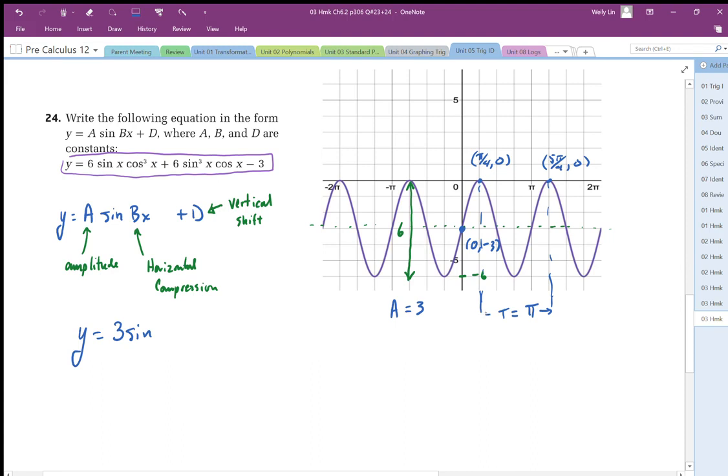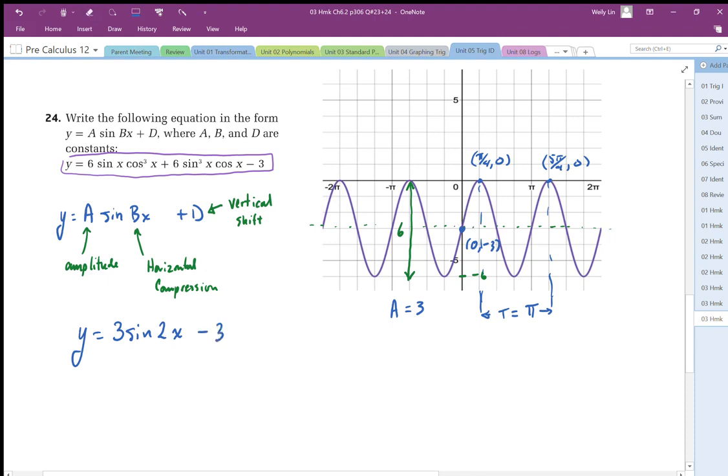Okay, so that means there's a horizontal compression of 2. So this becomes 2x. So there's my horizontal compression. And then we just have to get the vertical shift. The vertical shift is going to be based on this center line here, the line of symmetry. And we can see that it's been shifted down 3. So it's going to be minus 3.